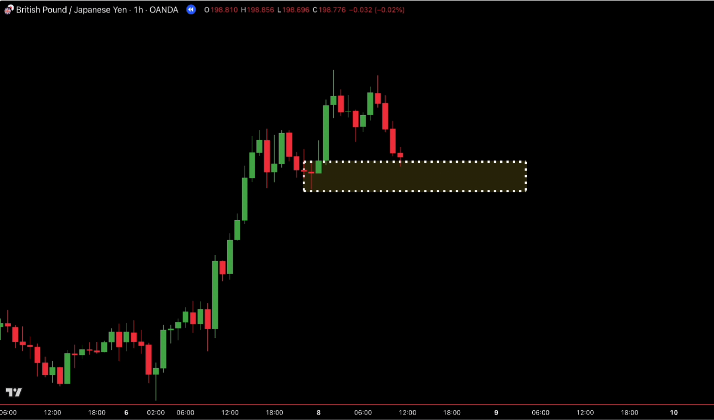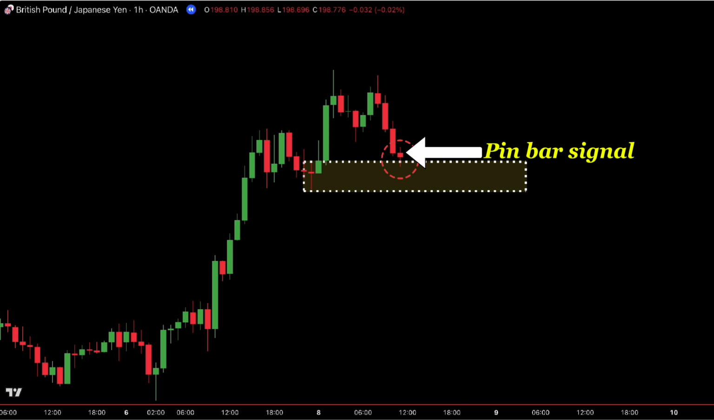Eventually, the market pulls back into the order block, but we don't enter immediately. Instead, we want to see evidence that buyers are still defending the zone. Look at what happens next. As price trades into the order block, it forms a pin bar candlestick, rejecting lower prices and closing back to the upside. This rejection tells us that buyers have stepped back into the market and that the uptrend may be ready to resume.